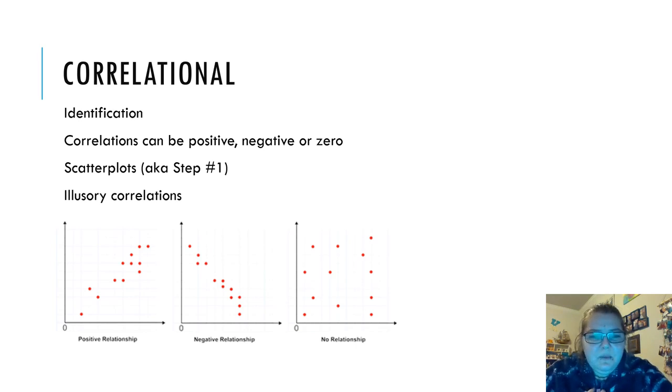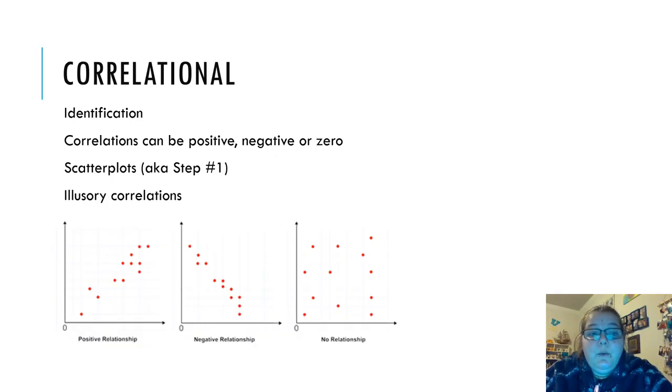So these pretty pictures right here are what are called scatter plots, which is typically the first step in establishing a relationship between two variables. So you do a scatter plot, and then you do a correlation analysis, and then you can move on to more advanced statistics from there.